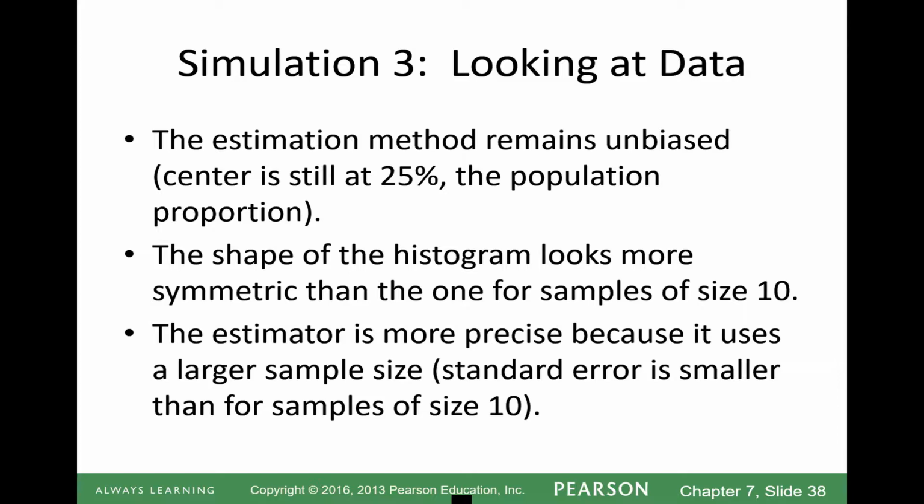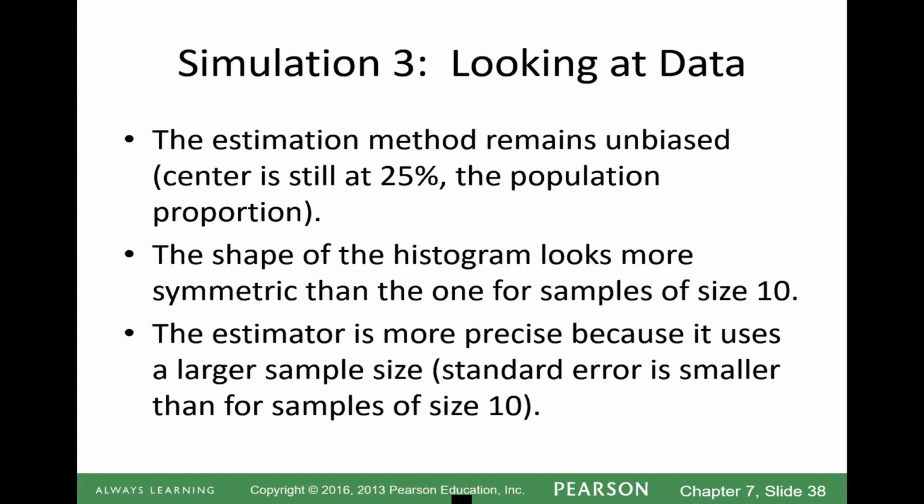So the estimation method remains unbiased. The center is still at 25%, the population proportion. The shape of the histogram looks more symmetric than the one for samples of size 10. The estimate is more precise because it uses a larger sample size. The standard error is smaller than for samples of size 10. So the larger the sample size, the smaller the standard error gets.